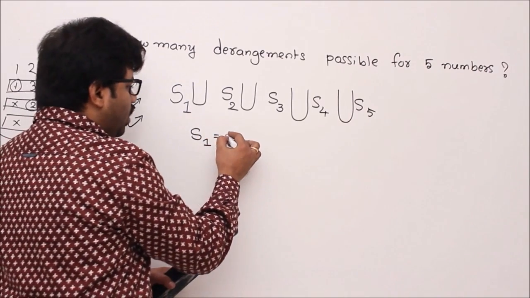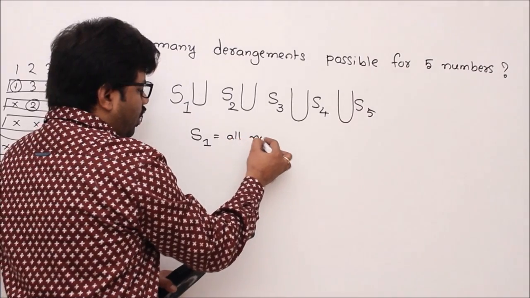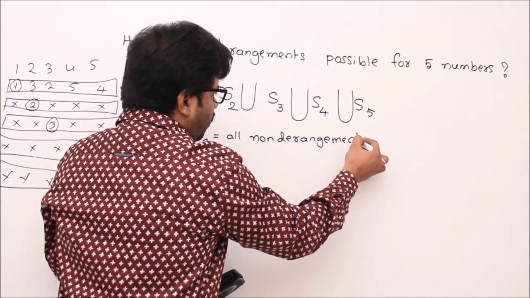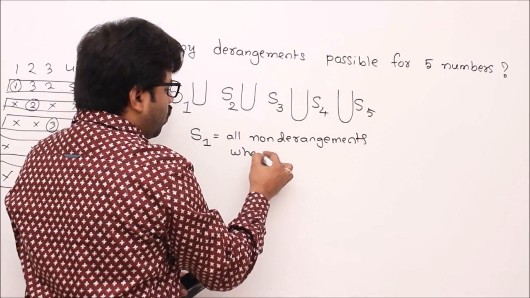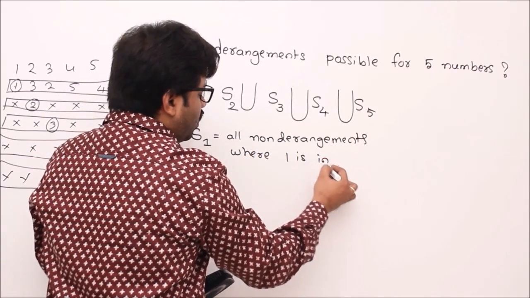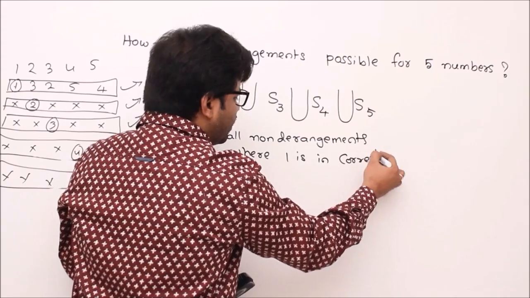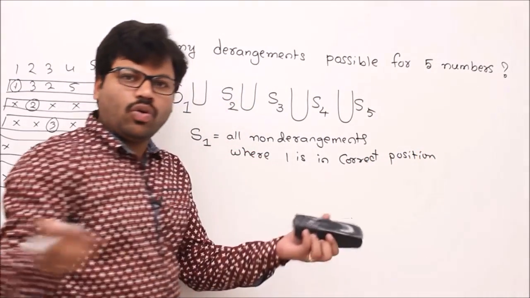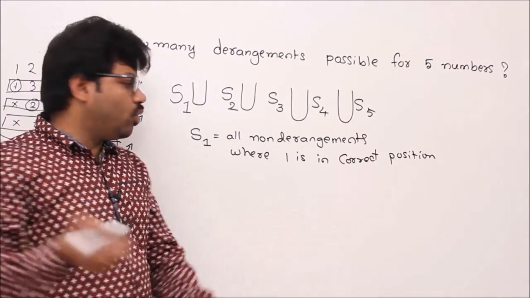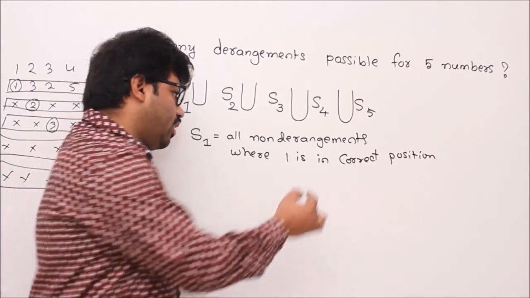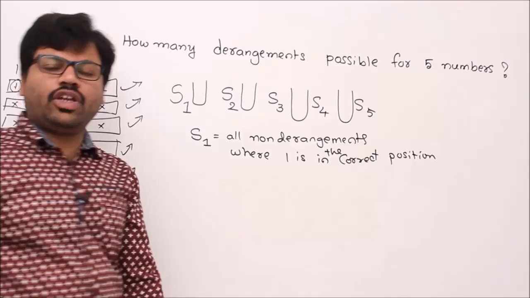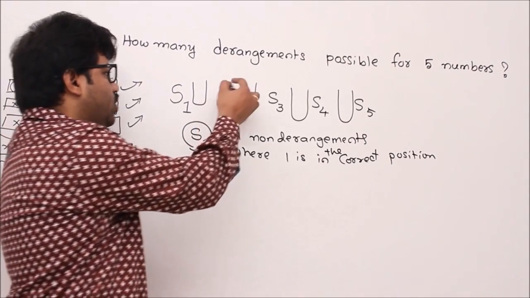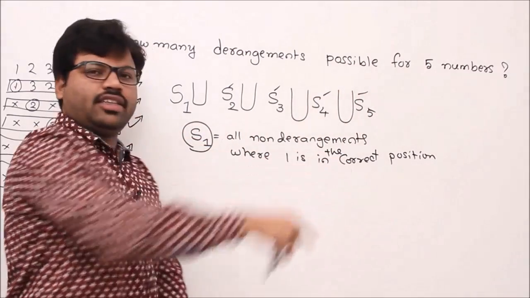S1 is nothing but all non-derangements where 1 is in the correct position. That's the reason it is a non-derangement. What about 2, 3, 4, 5? I do not know. I only know that 1 is in the correct position, but I don't know about 2, 3, 4, 5. So that is the S1 set. Similarly, you can define S2, S3, S4, S5 exactly like this.